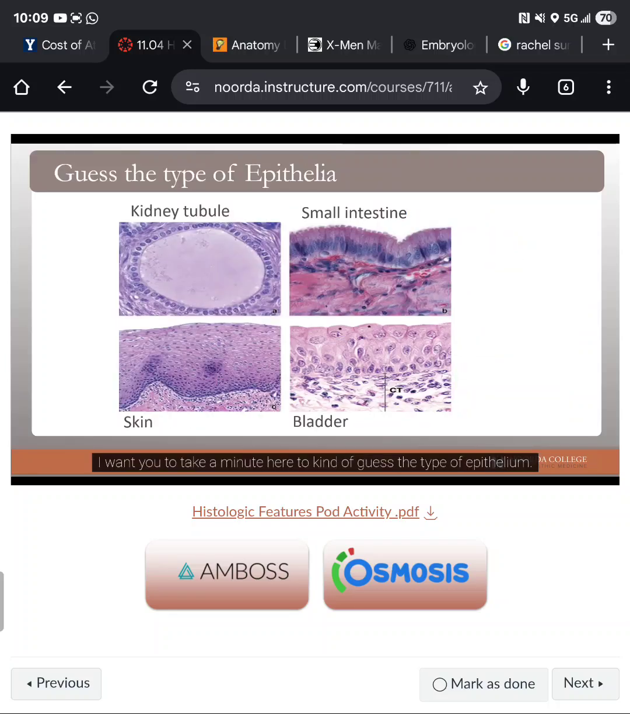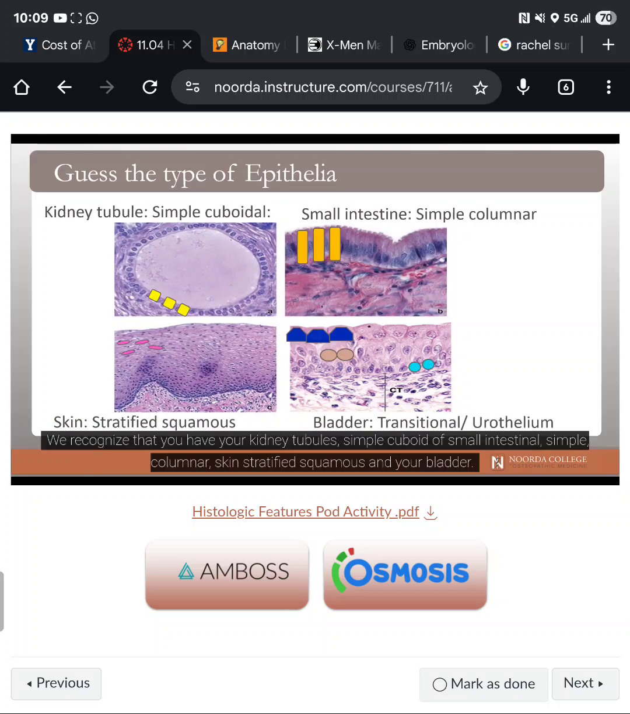I want you to take a minute here to kind of guess the type of epithelium. I will be showing you some pictures, but I will give you locations. You recognize that you have your kidney tubule, simple cuboidal, small intestine, simple columnar, skin, stratified squamous, and your bladder. You got your 3 cell layers, your dome cell, intermediate cell, and your basal cell, which is your transitional urothelium.